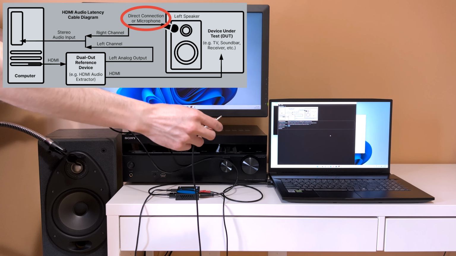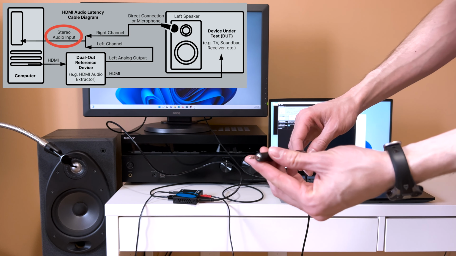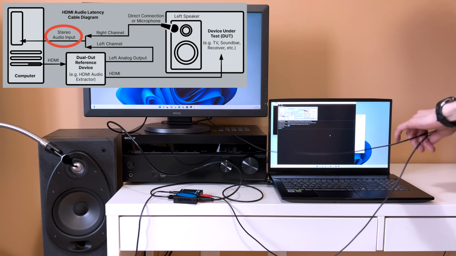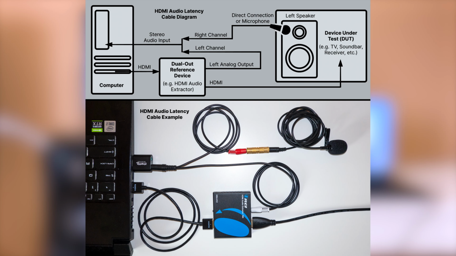The analog output of the audio extractor needs to be connected to the left channel of our stereo breakout, and the monitor's headphone output needs to be connected to the right channel. The breakout cable can now be connected to the stereo microphone port of the computer. Our cables match the diagram, so we're finished with this step. For your reference, here's a similar cable setup that uses a microphone.